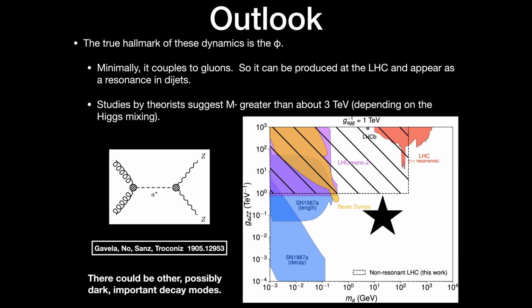Our parameter space, if I trace it onto these parameters, has a mass that's around tens of GeV, and the coupling turns out to be about a tenth or so in 1 over TeV for the coupling to Z bosons. That's roughly where the big black star is. So it's close enough that maybe the LHC will get there, but it hasn't gotten there yet. And of course, there could be other modes, maybe to dark matter, if I introduce more particles coupled to the singlet.